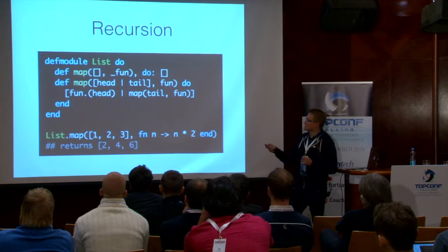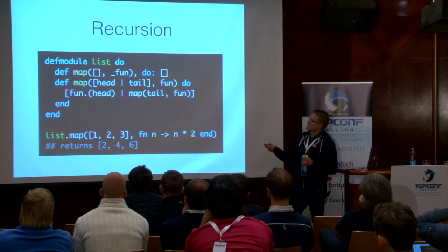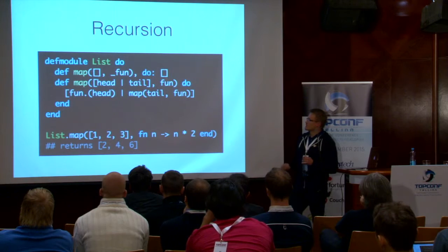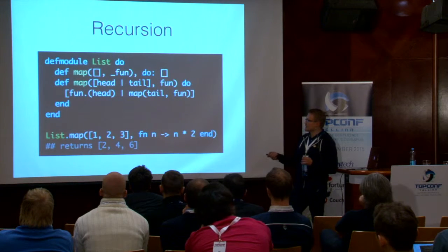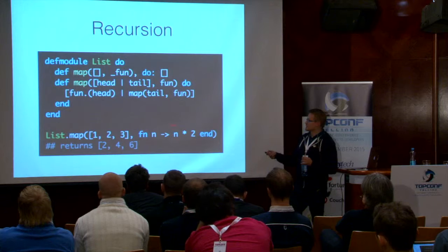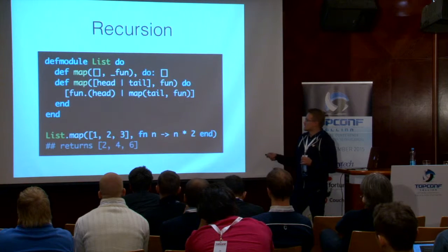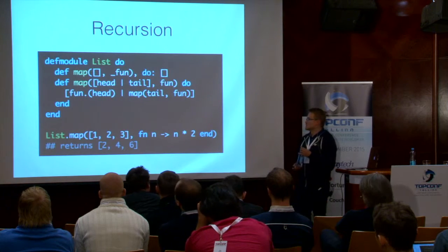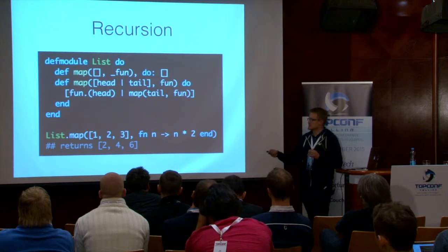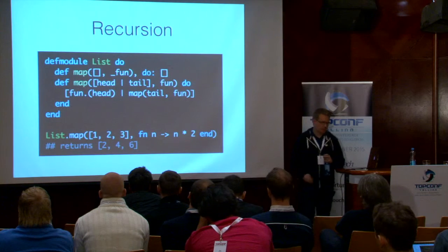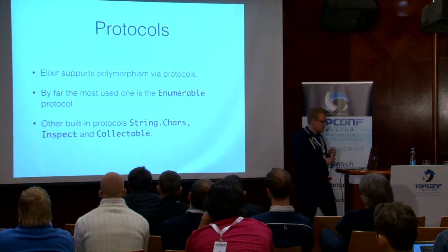Otherwise, we call recursively the function that's given as an argument to it, and it's the implementation of map. So this one gives it an enumerable and a function that multiplies by 2, and the result is every element in the list multiplied by 2.